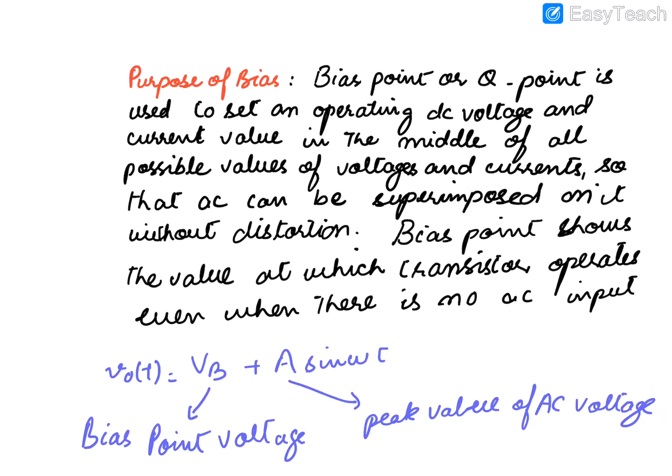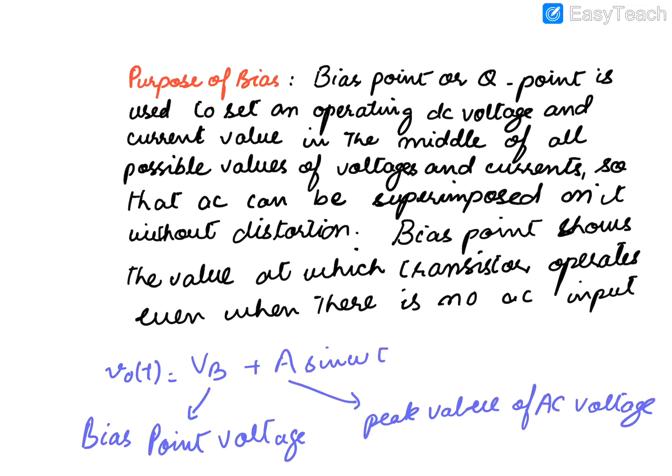Okay, today we are going to start chapter number 7, in which we will study different small signal models of amplifiers. But before that, we will study some basic concepts related to small signal models. So first of all, what is the purpose of bias? Why do we set a Q point or operating point in BJT amplifiers?